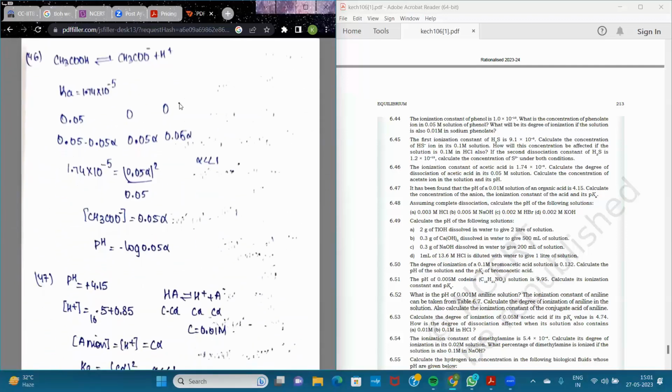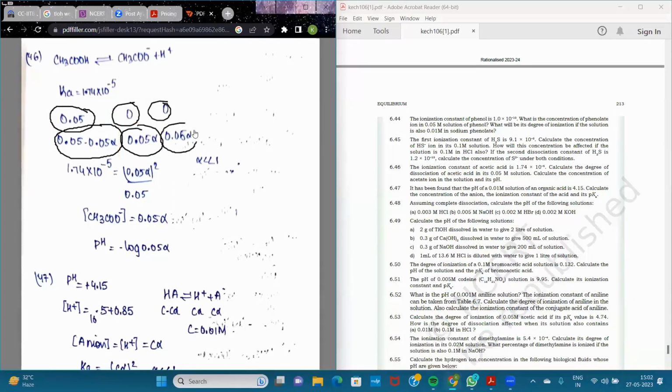Next, we'll go to the 46th question. The ionization constant of acetic acid is 1.74 into 10 power minus 5. Calculate the degree of dissociation of acetic acid in 0.05 molar concentration solution. Calculate the concentration of acetate ion in the solution and its pH. Initially, the concentration of CH3COOH is 0.05 and the anion is 0 and H+ is 0. At equilibrium, if alpha is the degree of dissociation, then the equilibrium concentrations are these.